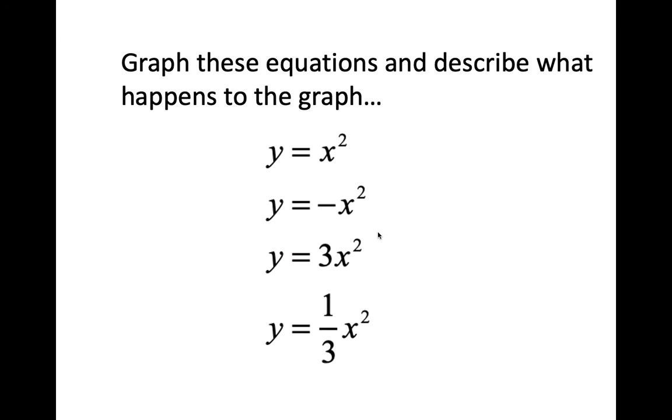Okay, the last thing we want to look at is what happens when the number at the very beginning of a quadratic function starts to change. What happens when it becomes a negative, or it turns into a 3, or it turns into a 1 over 3?